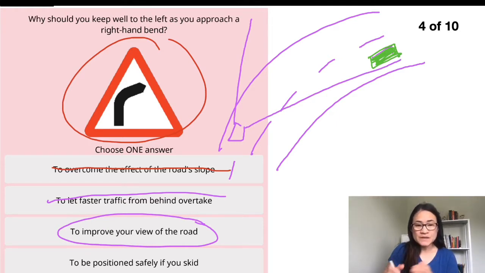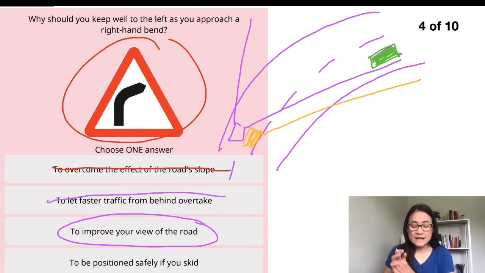But if you're positioned toward the center or to the right, you will see the green car late. So it means the green car has to drive about here, and then you start to see the green car. The reason that you move to the left-hand side when you deal with the right-hand bend is you get a better view. Improve your view of the road. You can deal with it better.